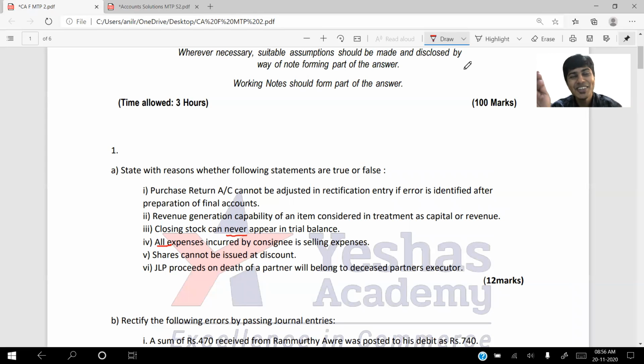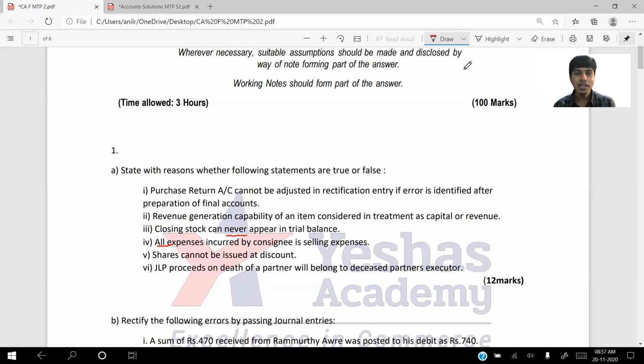So that's the case. In order to avoid such a situation where the death of a partner is leading to dissolution of a partnership firm, they go for JLP, that is joint life policy. Here, the partnership firm takes a life policy on the lives of all the partners. The partnership firm pays the premium, and such premium is an expense.